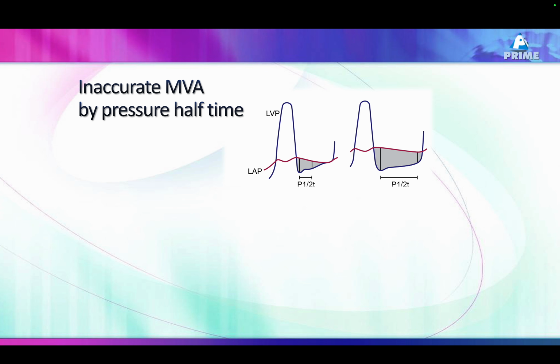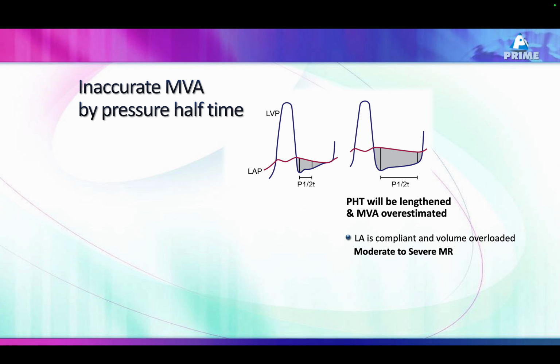Now there are still more caveats, because pressure half time does not depend only on the LA pressure. It also depends upon the LV pressure. So if the LV pressures are higher, then the pressure half time is going to be abnormal. Pressure half time would be lengthened and mitral valve area would be overestimated when you have a large LA because of the mitral regurgitation. LA is so compliant that the pressure increase in LA is not there. And in a volume overload situation, but more common than that, we have a pressure half time which is shortened.